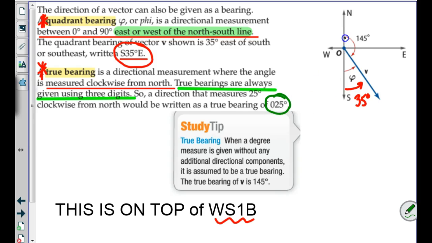But for this particular vector, if we were measuring it as a true bearing, it was 35 degrees towards the east off of south, or it's 45 degrees off of due north. Little geometry in there. We're subtracting from 180, right, to find the other part.